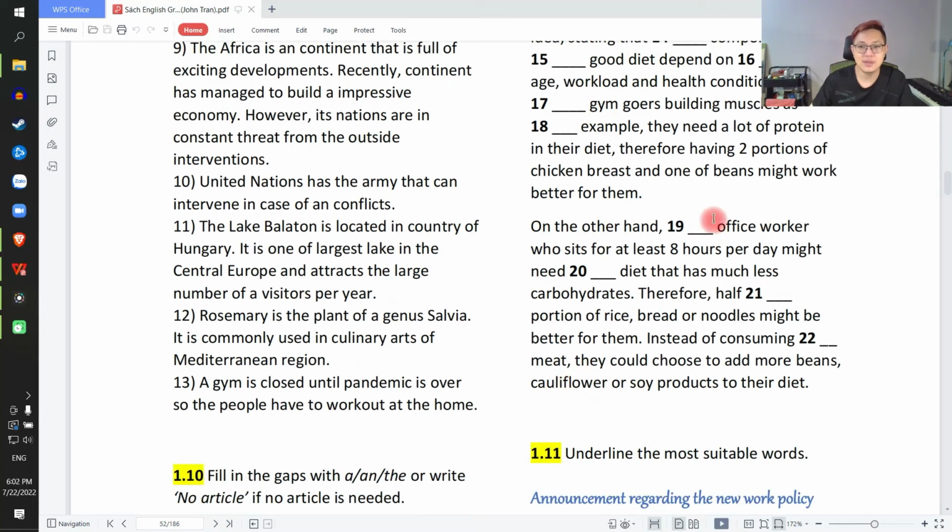On the other hand, an office worker who sits for at least 8 hours per day might need a diet that has much less carbohydrates. Therefore, half a portion of rice, bread, or noodles might be better for them. Instead of consuming meat, they could choose to add more beans, cauliflower, or soy products to their diet.